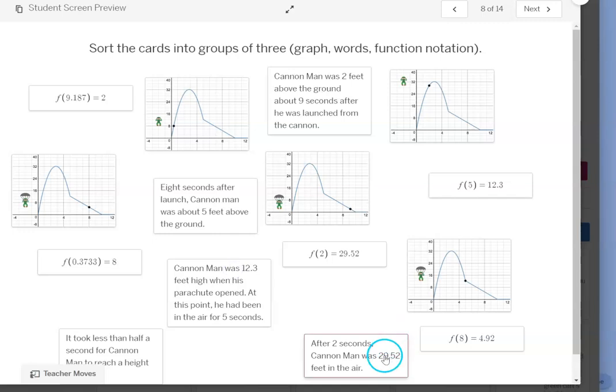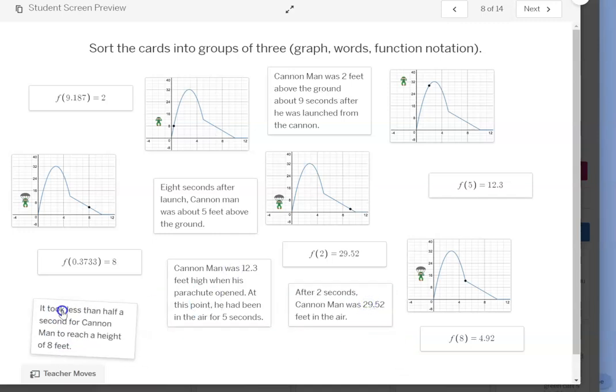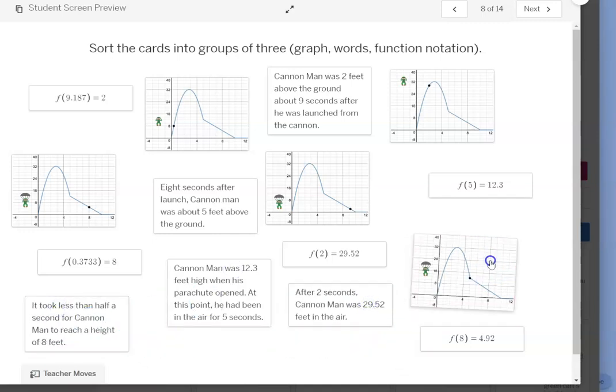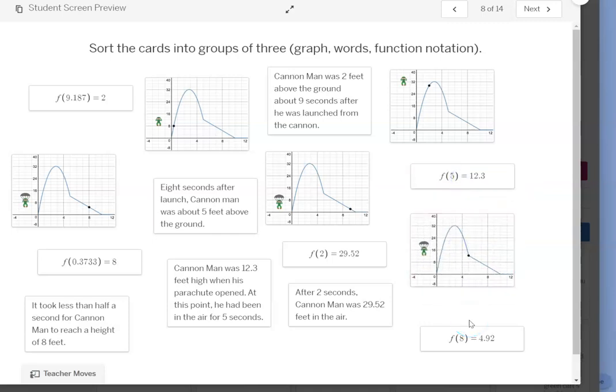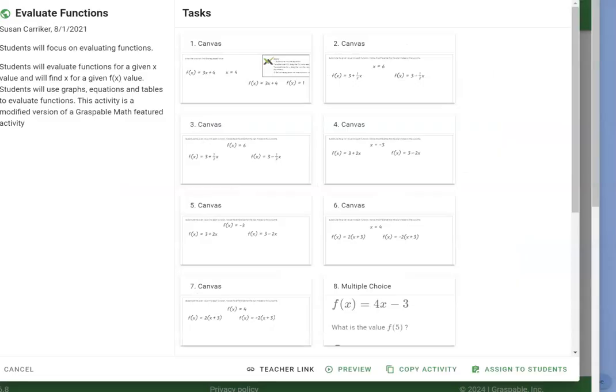This would be probably my check or my assessment to see where they are at this point. So if they've already done the slides, they've already worked with function notation through to this point, we should start getting an idea of who's getting it and who's not, and who do I need to step in and talk to. All right, the next activity is a Graspable Math activity.